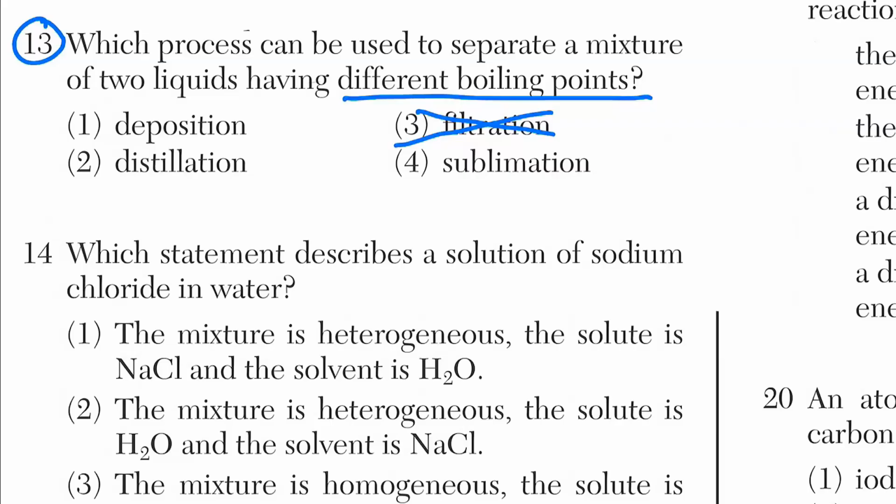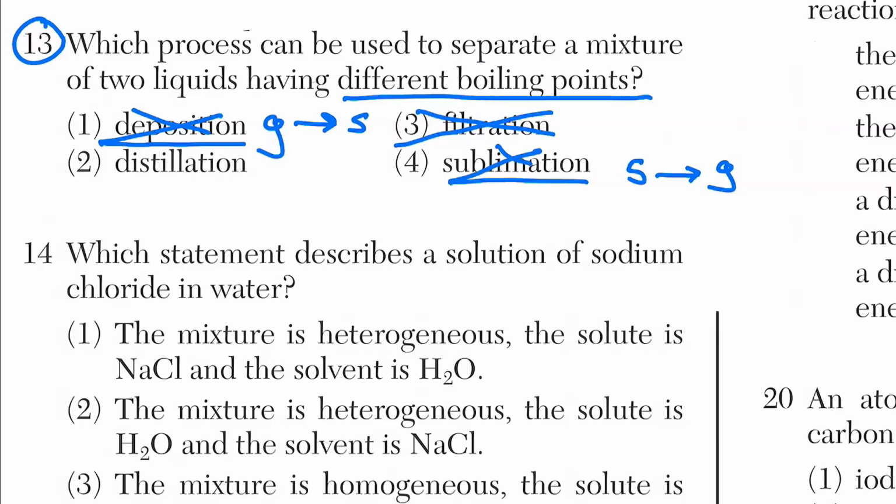Sublimation, you should be aware, is when a solid goes directly to a gas. That's what dry ice does, right? If you've seen that in your class, CO2 solid goes to CO2 gas. Deposition is another phase change that you have to know, and that's when a gas goes directly to a solid. Snowing is the greatest example. But that's not a separation, that's just a phase change. So if we're eliminating choices that make no sense, we're left with distillation.